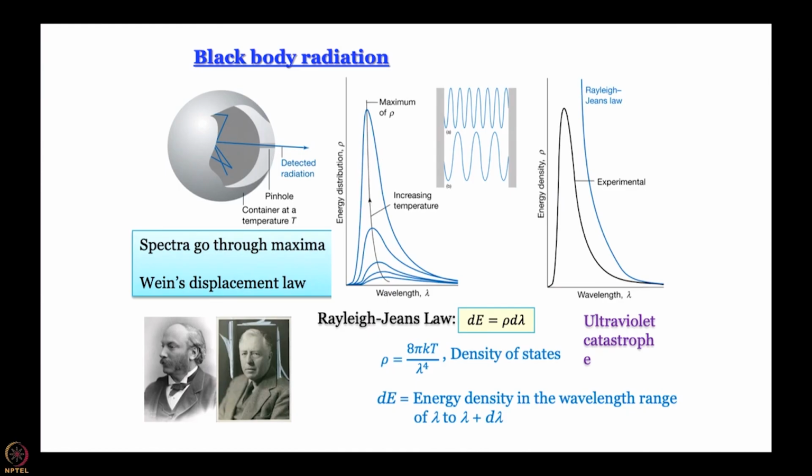To address this problem, Max Planck tried a different approach. We are not going to do any of these derivations here, because these derivations are generally done in quantum physics courses, and they are not very difficult. If you go through any basic physics or quantum chemistry or quantum mechanics book, one can understand without much difficulty because it is explained nicely.